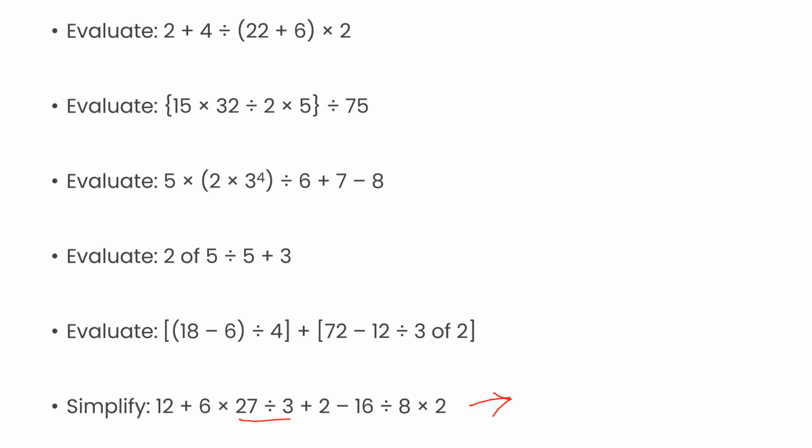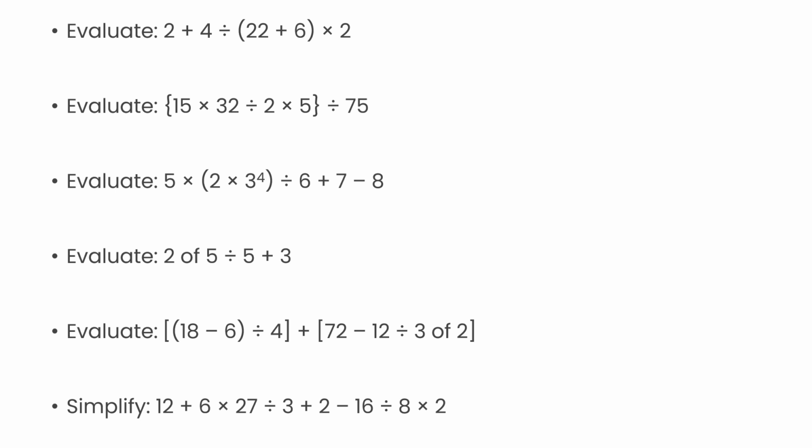Here the value is 9, here the value is 2, anyhow. You can see 9 into 6, 54. 54 plus 12. We have only plus symbols here. So 54 plus 12, 66, plus 2, 68. Minus 2 into 2, so 68 minus 4, 64. Got it? You have to understand what we need to do first.